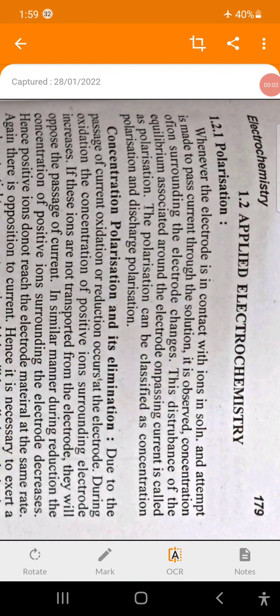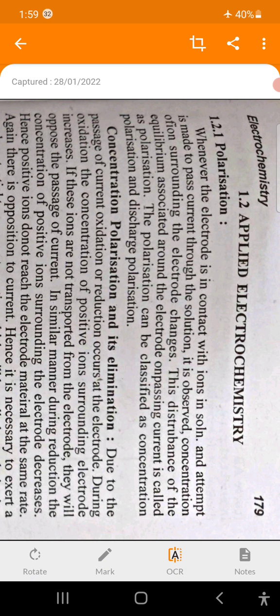Hello, we here discuss the remaining part of electrochemistry, that is applied electrochemistry. This part is included in the same topic, the same unit of electrochemistry, paper 1 for semester 6. We discuss here the first point from applied electrochemistry, that is polarization.